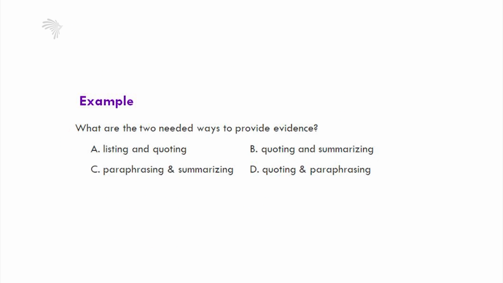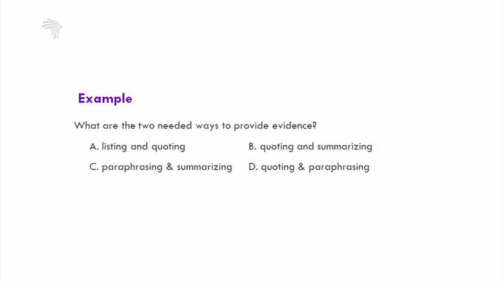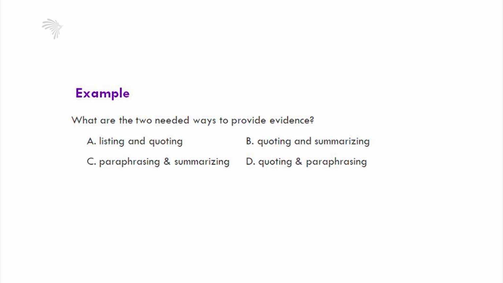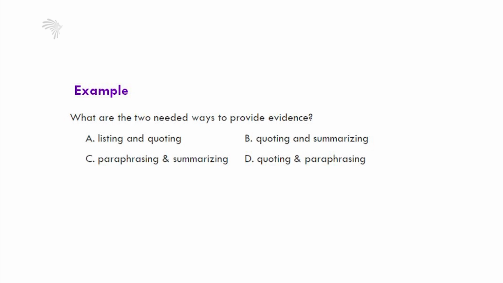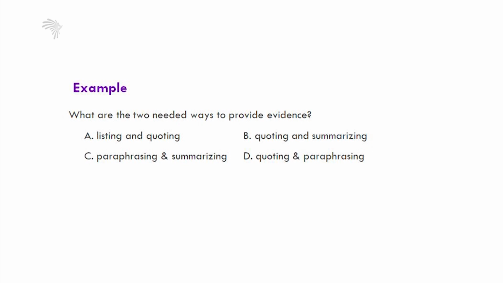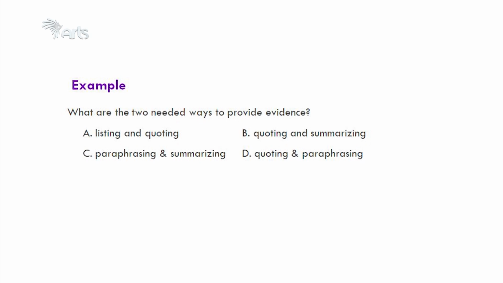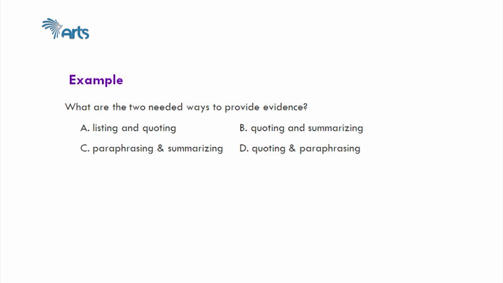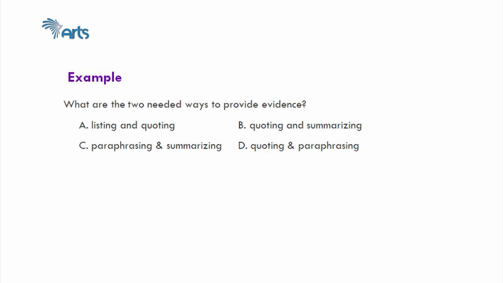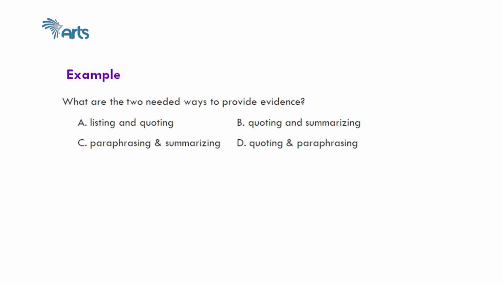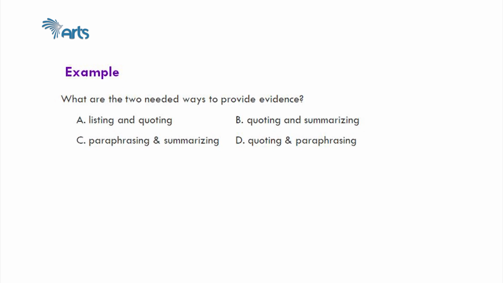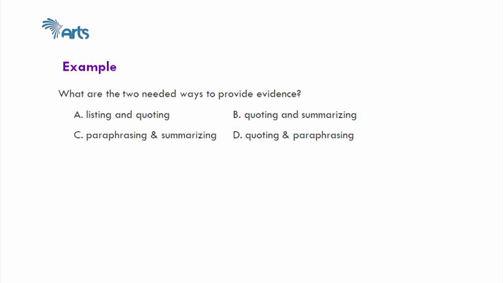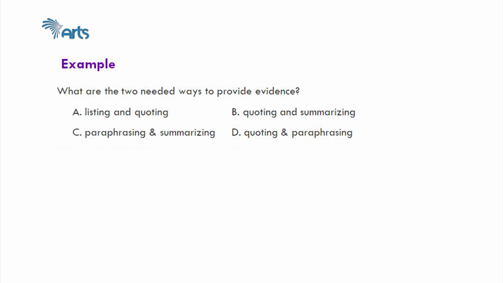What are the 2 needed ways to provide evidence? In writing an essay, how do you provide evidence? A, listing and quoting. Quoting, of course, but listing is not part of evidence. Paraphrasing and summarizing could be possible. Let's see. B is quoting and summarizing. D, quoting and paraphrasing. It's advised not to quote directly, but rather to paraphrase the whole thing. So choices with quoting are totally wrong. A, B, and D are wrong answers, but C suggests paraphrasing, which is right, and summarizing, which is concluding the idea. So C would be our answer.